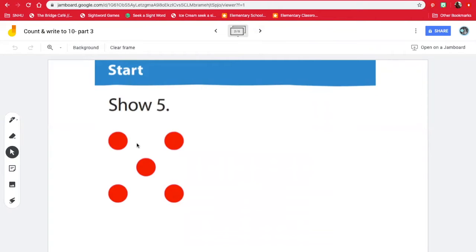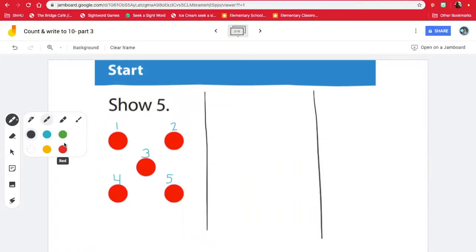Show 5. Well, I can see how many is in this picture. We have 1, 2, 3, 4, 5. So there are 5 red dots. Another way to show 5 is here. Does that show the number 5? It does. It's the number, and we are showing 5. Here's another way we could show 5.